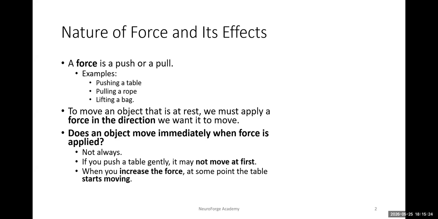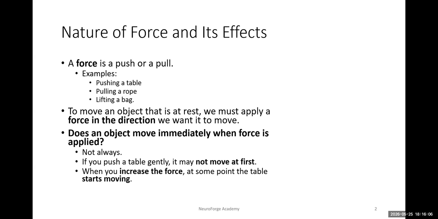Now, does an object move immediately when we apply force? Any experience? Like there is a huge heavy box. Does an object move immediately when we apply a force? Not always. Why? If we push a table very gently, it may not move at first, but when we increase the force, after some point, the table starts moving. I highlight this thing: increase the force.